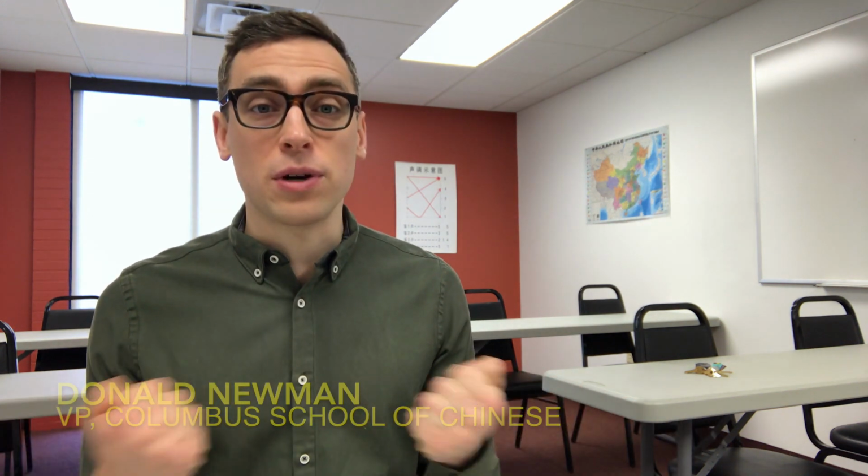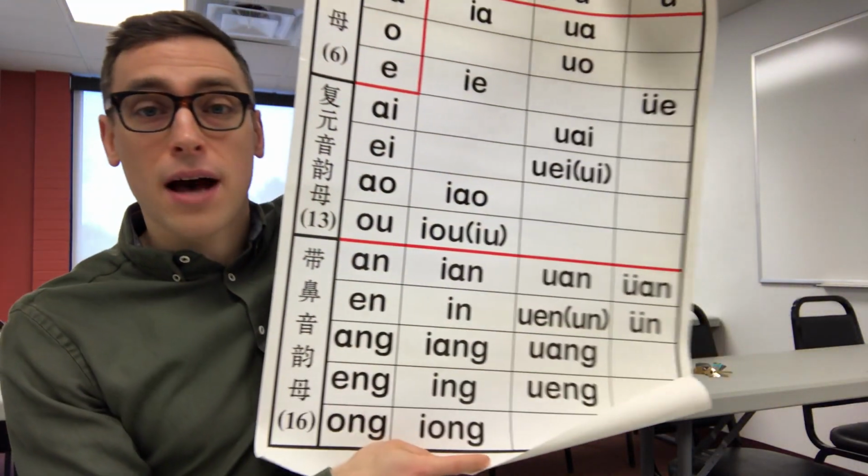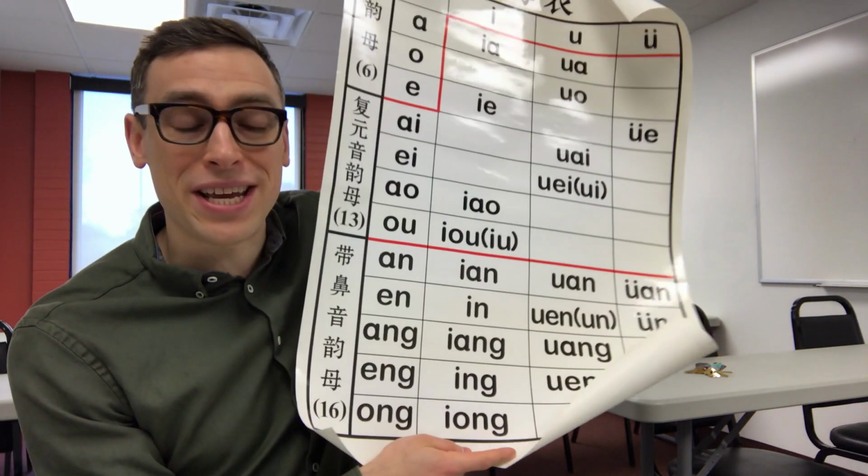On today's episode, we're going to be talking about a portion of this finals chart we have not previously talked about. That is all these options down here that end in an N or an NG. These are what are called the nasal finals, and we'll be talking about the two different categories of them, how to produce them, what your tongue should be doing in your mouth in just a moment.